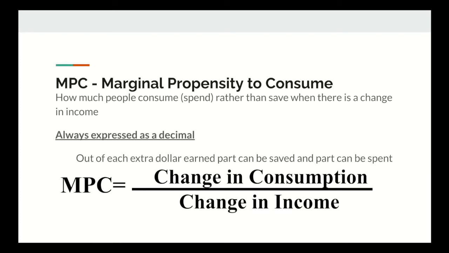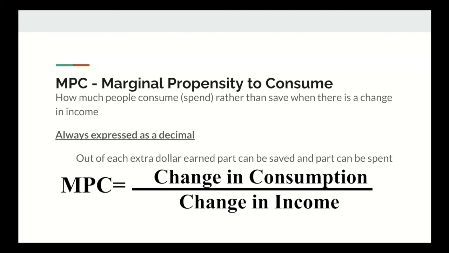So a couple things we need to talk about first. The MPC, also known as the marginal propensity to consume. This is how much people are going to be spending out of each dollar that they earn. So if there's a change in income, they're going to spend a portion of it and save a portion of it. This is the portion that they're spending. Out of each dollar earned, part can be saved and part can be spent.